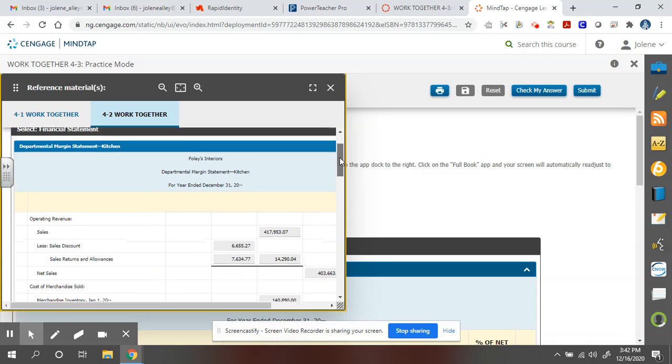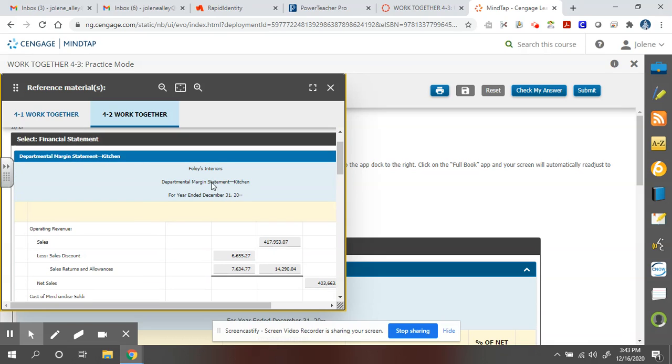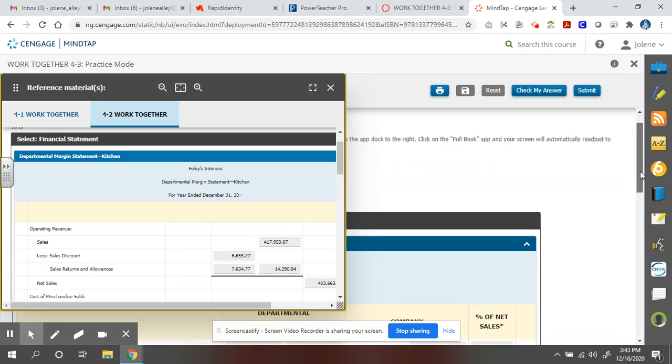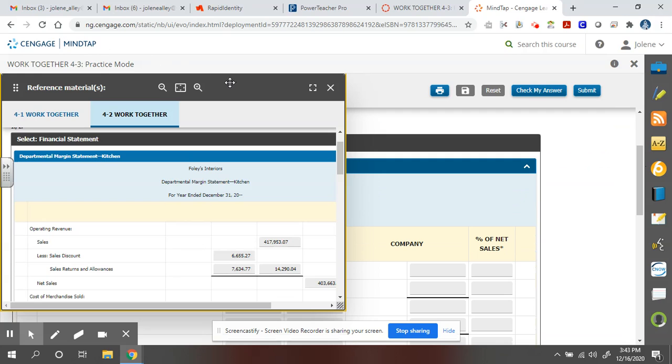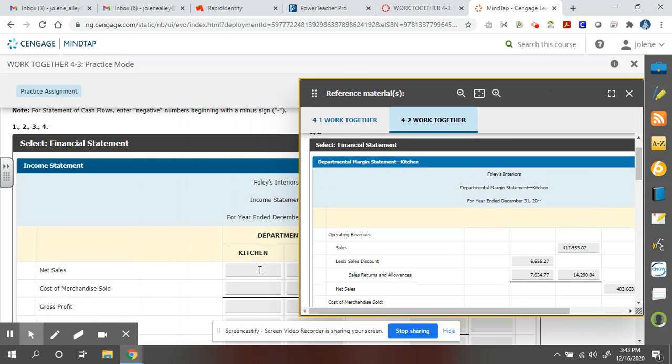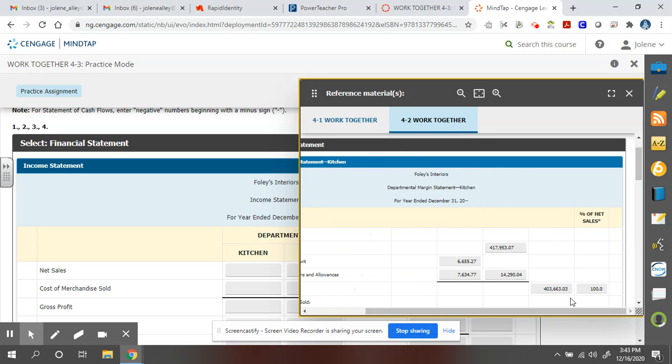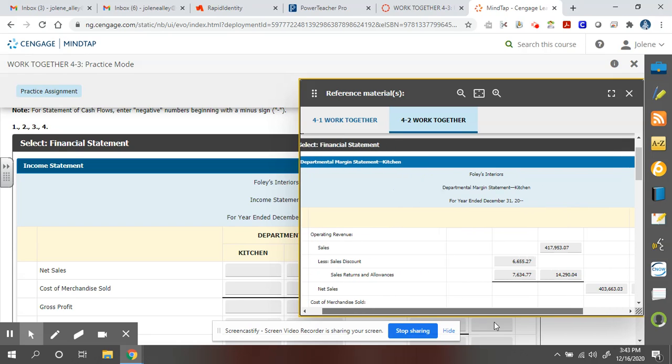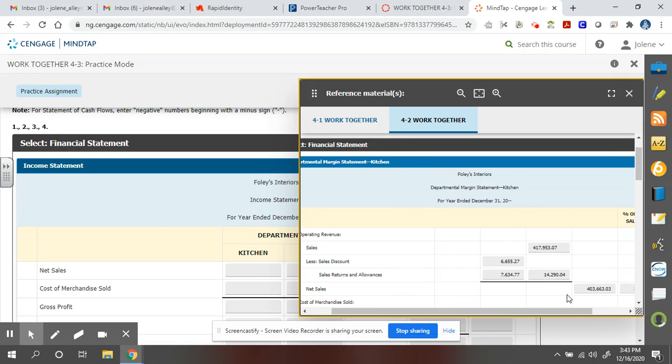Okay, so you'll notice that this first one is just for kitchen. And down here, we have to fill in for kitchen. So net sales for kitchen. And we go right here. Look, here's net sales for kitchen. It says it right there. Net sales, and this is kitchen. So 403,663.03.